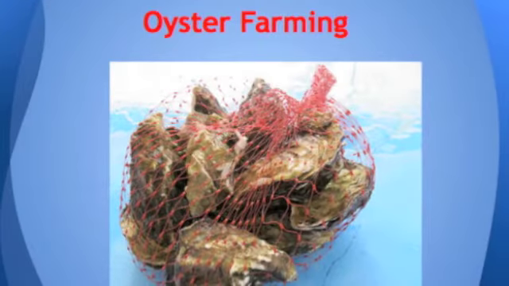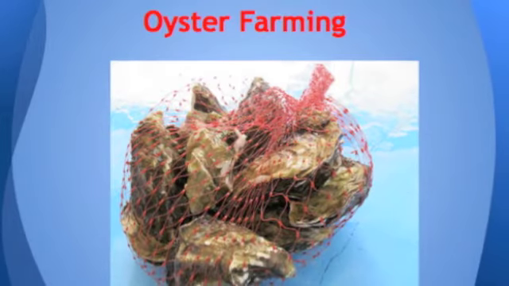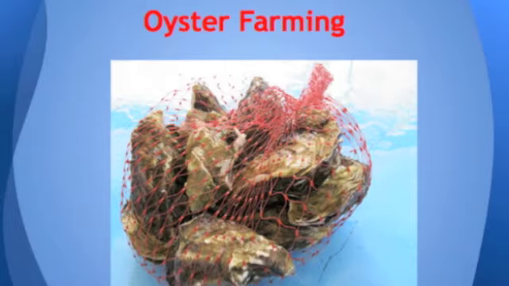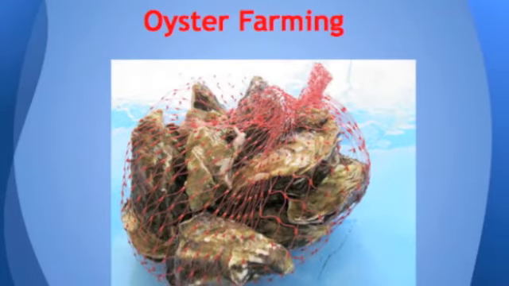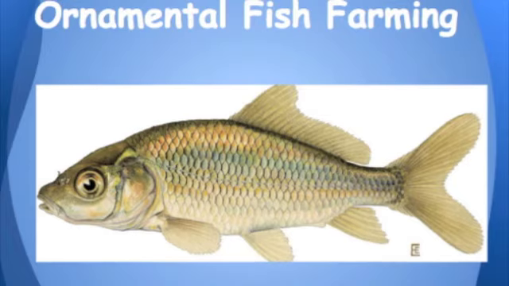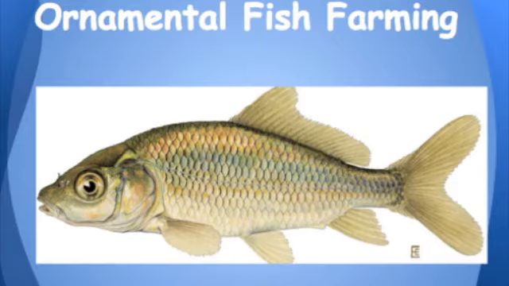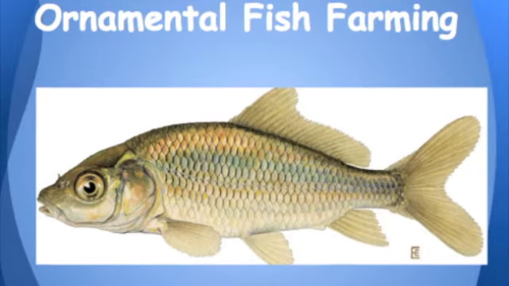Oyster farming is when they farm oysters. Oysters are farmed for two reasons. One reason being for their pearls, the other being for human consumption. Ornamental fish farming is just another way to categorize a lot of fish. Some fish that are farmed are carp, salmons, and other cyprids.